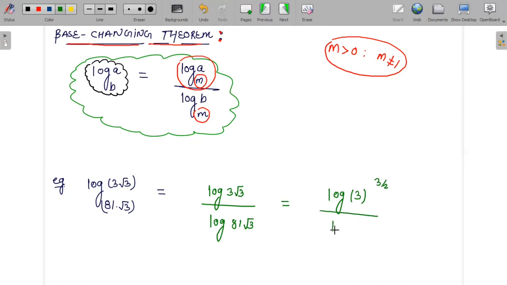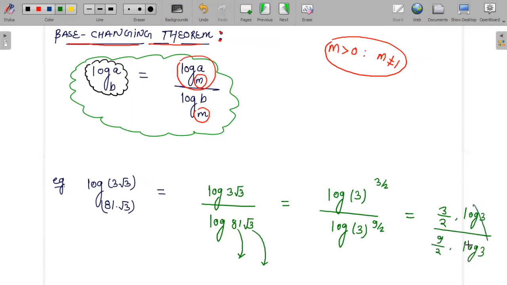Divide by, we have log 81. What can we write 81 as? It is 3 to the power 4 and we have a root 3 which is 3 to the power 1 by 2. 4 plus 1 by 2 will stand for 9 by 2, and there we go. We have 3 by 2 times log 3 from the numerator and another 9 by 2 times log 3 from the denominator. This log 3 will get cancelled out and eventually we have the answer. It is equal to 1 by 3.